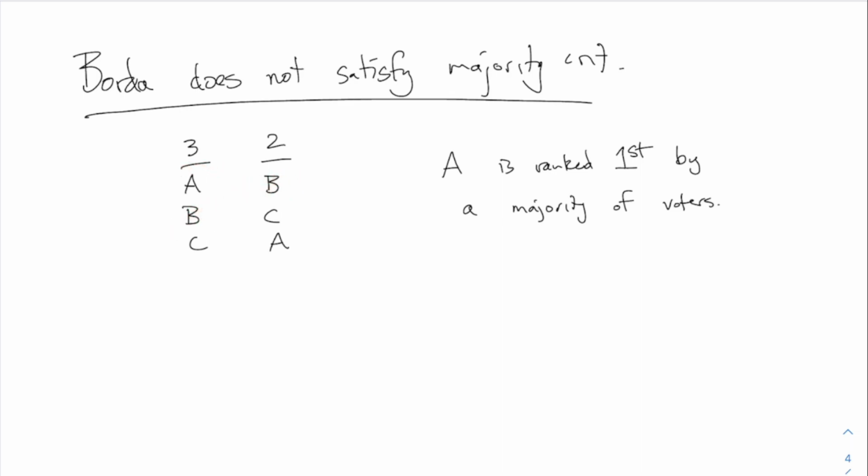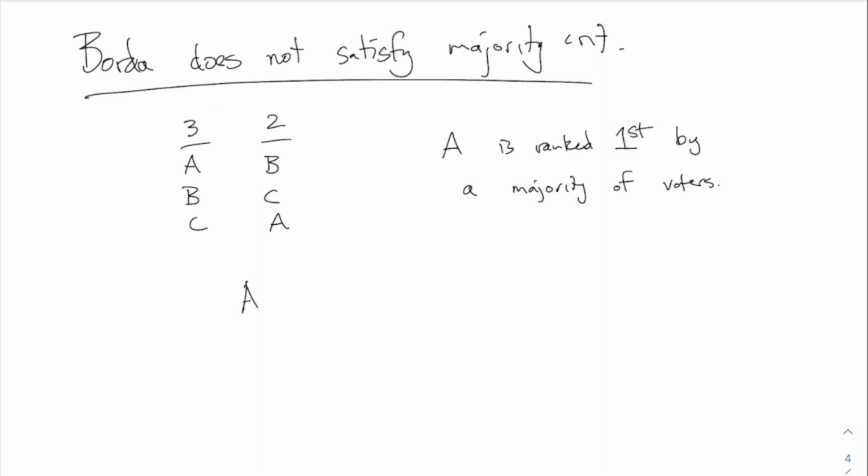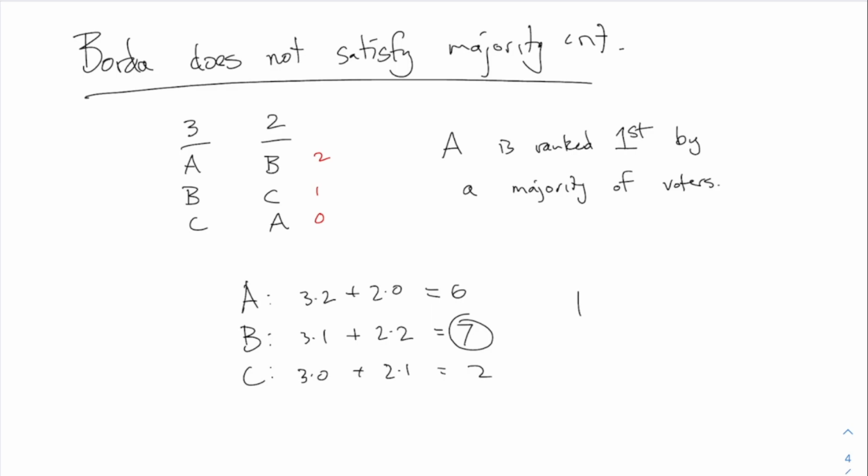So what if we actually add up the points? I'm confident that I can do this without messing it up. The points go 0, 1, 2 like this. So A gets 3 times 2 plus 2 times 0, that's 6. B gets 3 times 1 plus 2 times 2, that's 7. And C is not going to win, but just for the sake of doing it, C gets 2 points. Anyway, B is the winner. All right.